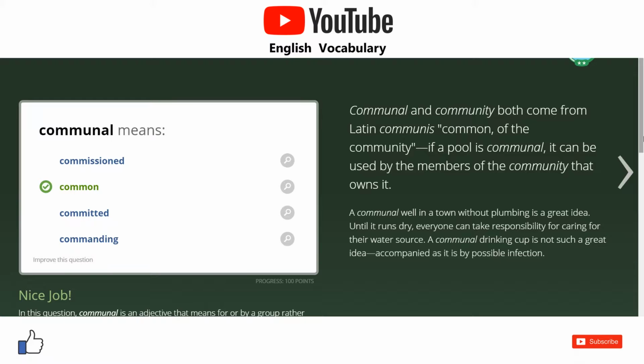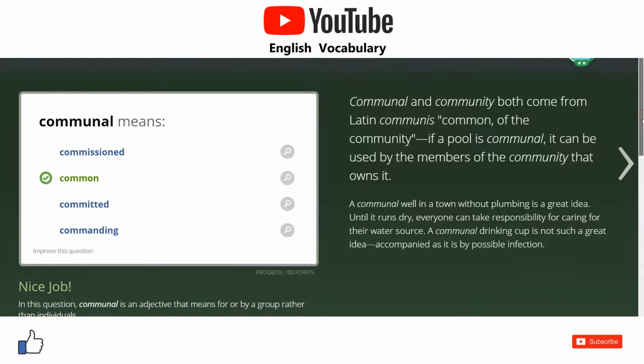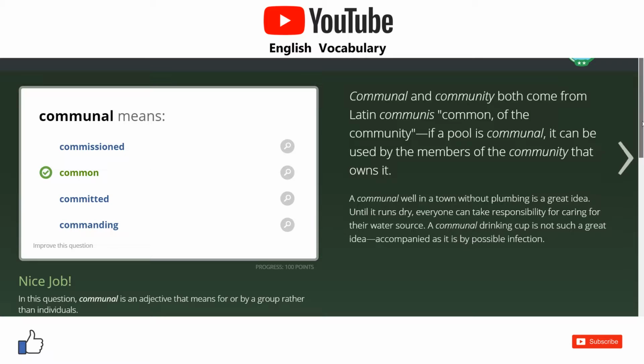Communal and community both come from Latin communis, common, of the community. If a pool is communal, it can be used by the members of the community that owns it. A communal well in a town without plumbing is a great idea. Until it runs dry, everyone can take responsibility for caring for their water source. A communal drinking cup is not such a great idea, accompanied as it is by possible infection.